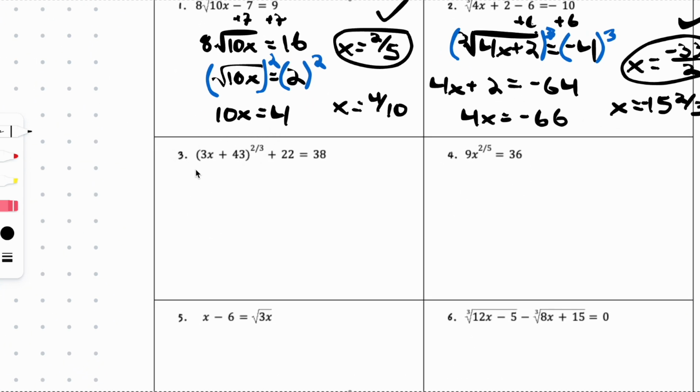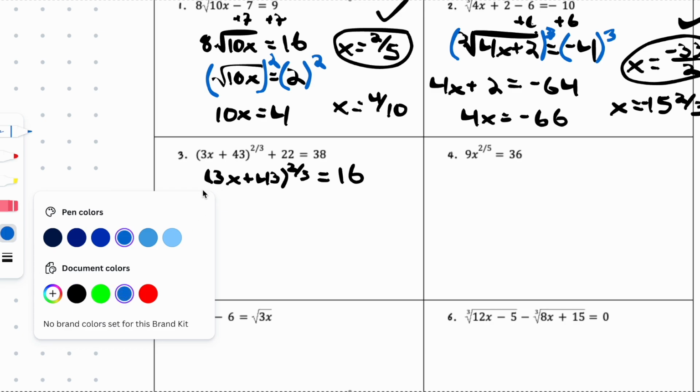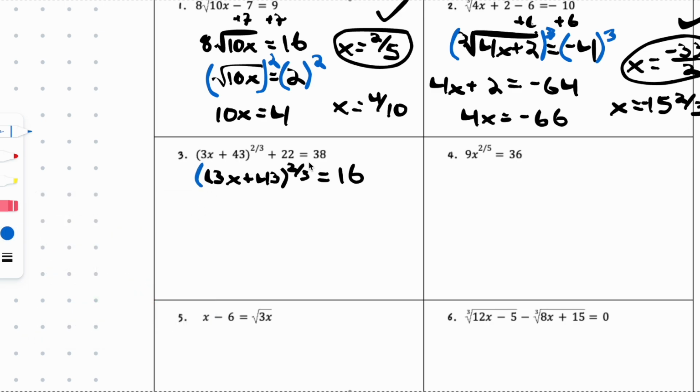We want to isolate this rational exponent, so we first want to subtract 22 from both sides. And so we get 3x plus 43 raised to the 2/3 power gives us 38 minus 22, and that's going to give us 16. Yep, 16, sorry. For a second, I was just double checking. Okay, so now we want to raise, as I said before, to the reciprocal exponent. We talked a little bit about that in the last lecture. So that's going to be the 3/2 power.